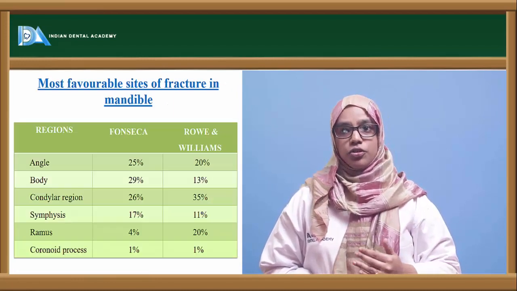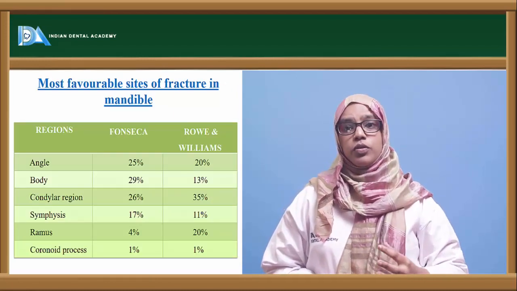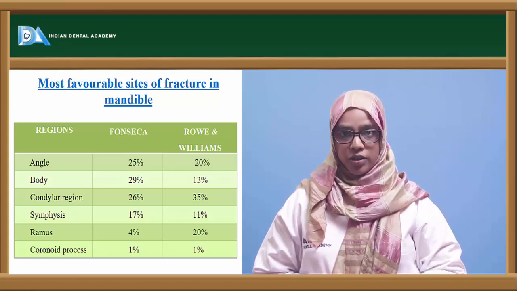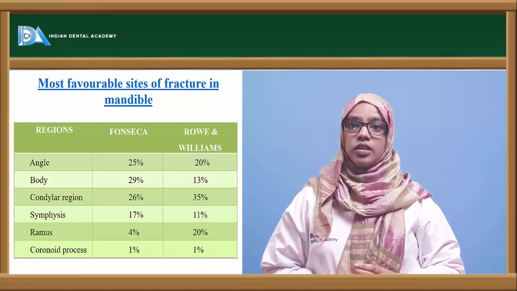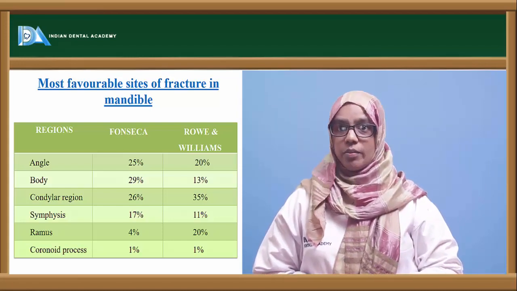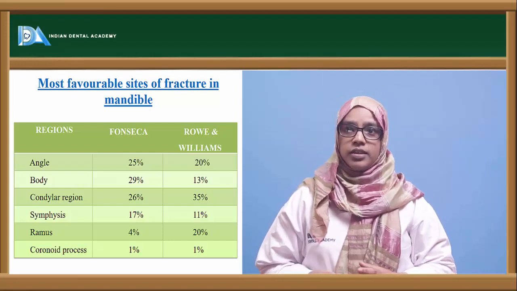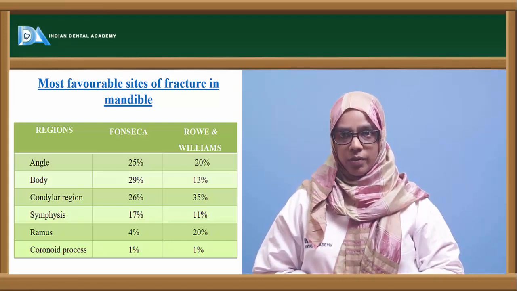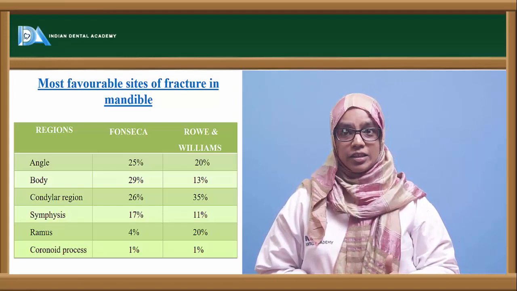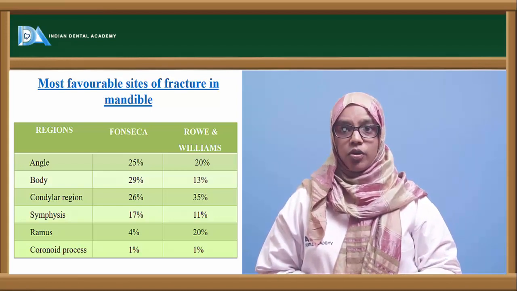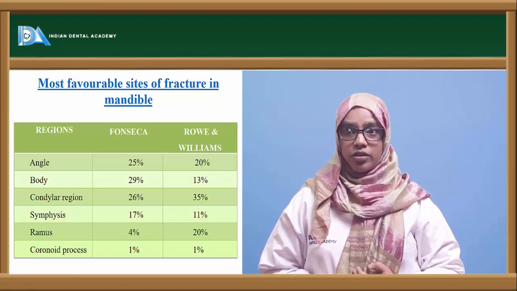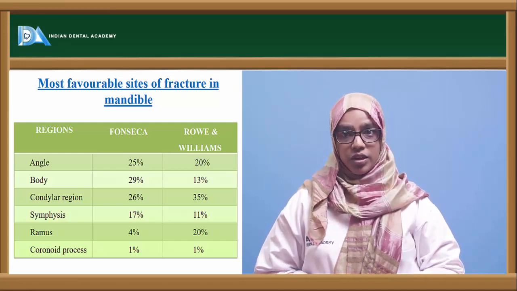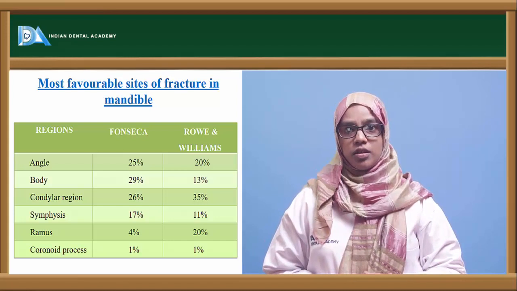Now, this slide shows that because of the prominent nature of the mandible, it is more prone to fracture. Around 30 to 60% of maxillofacial fractures are mandibular fractures. This slide shows you the percentage of the most favorable sites of fracture of the mandible, wherein the angle constitutes 25%, the body around 29%, condylar region around 26%, symphysis fracture 17%, ramus 4% and coronoid process around 1%.